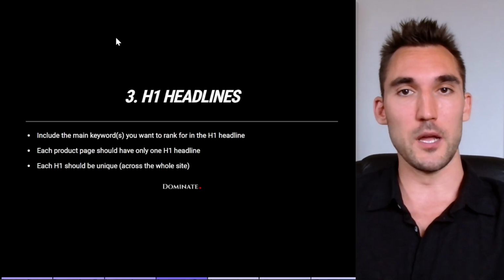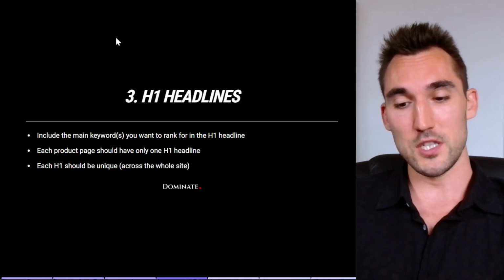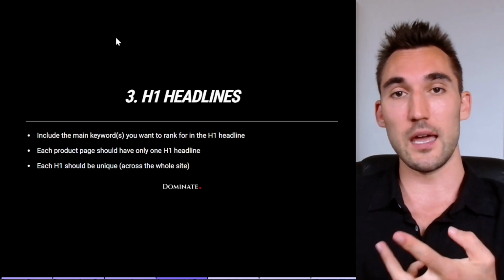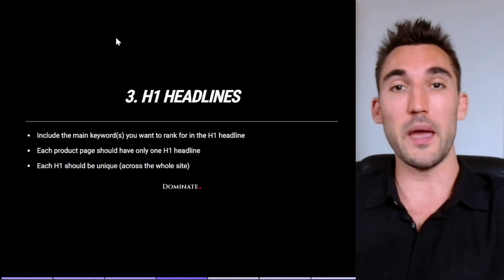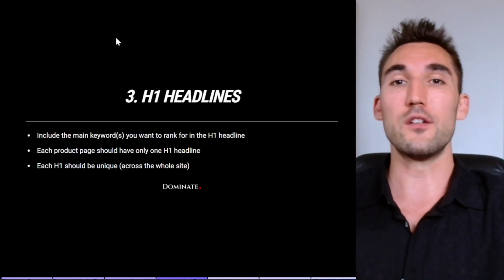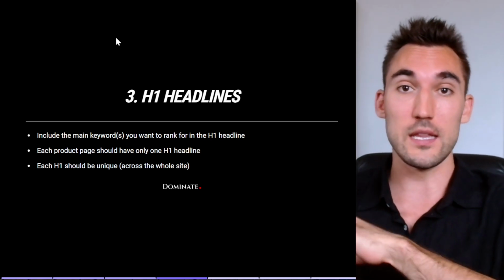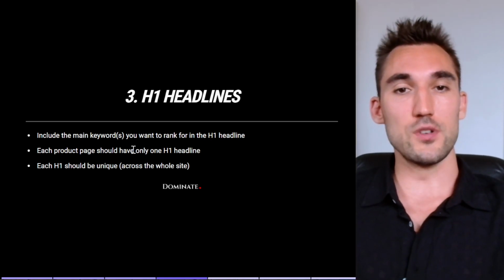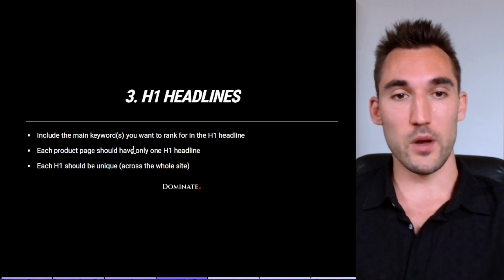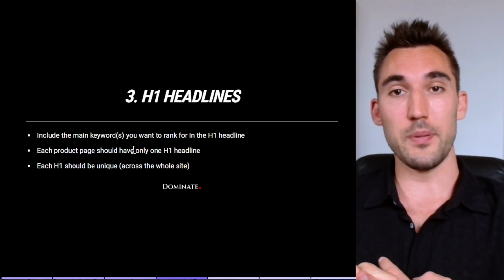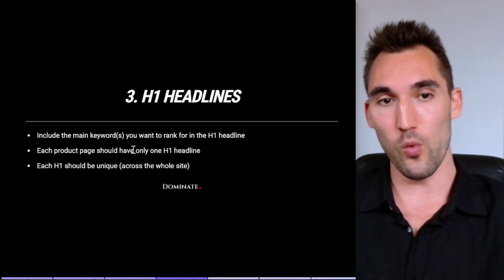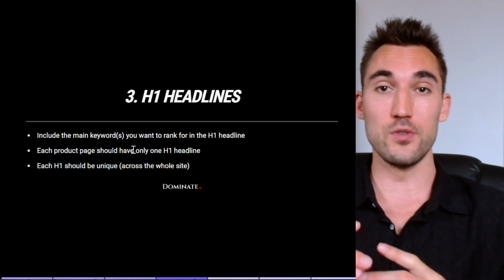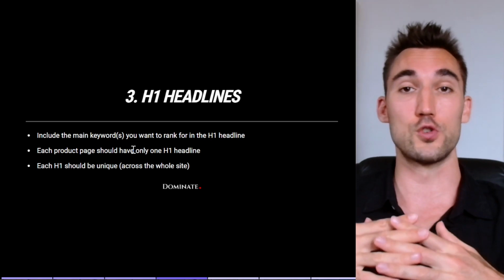Now, number 3 is the H1 headline. So this is the third pillar, and this is a very similar principle. This is equally as important as the meta title and the URL. Those 3 combined is what Google looks at to figure out what this page is actually about, and then whether it's going to show it and how it ranks accordingly compared to all the other results. What you need to do is, again, include the main keyword in your H1 headline. Every product and every page should only have one H1 headline, but make sure it actually does have one. And each H1 headline should be unique across your whole site so that no 2 pages are competing.